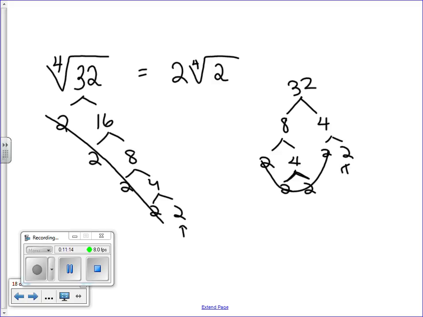I have a question. Yes. What are you going to do with the 16? Nothing, because I kept breaking them down. This is the work, this is what you need to work with. Okay? Alright, let's try another one.